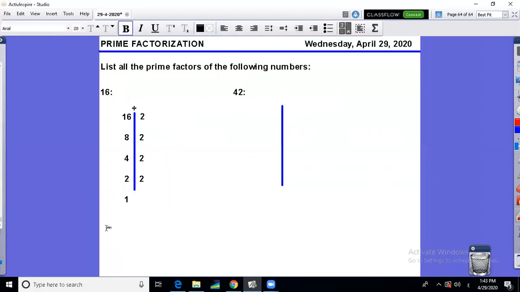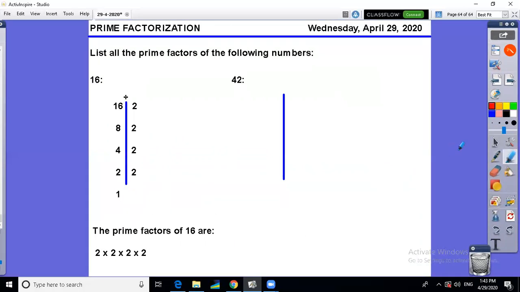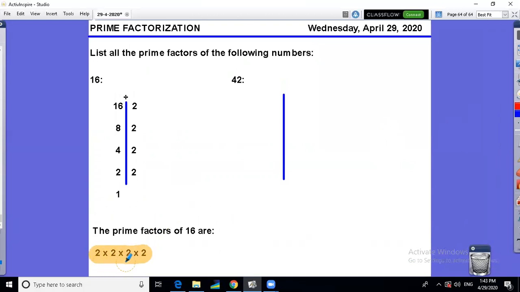All right, so the answer here is, the prime factors of 16 are, we write it this way, 2 multiplied by 2 multiplied by 2 multiplied by 2. This is how we write the answer. This is the final answer, and this is how we write it. We don't simplify it, guys. Don't say 2 multiplied by 2 is 4, multiplied by 2 is 8, multiplied by 2 is 16. Mister, the answer is 16. No, the answer is 2 multiplied by 2 multiplied by 2 multiplied by 2. Okay, guys?